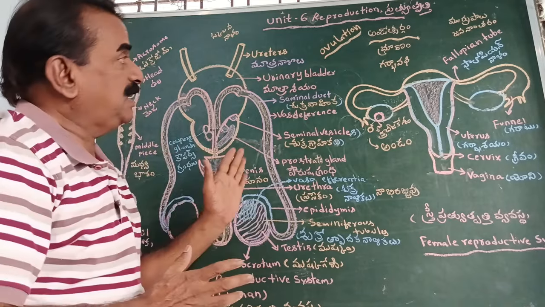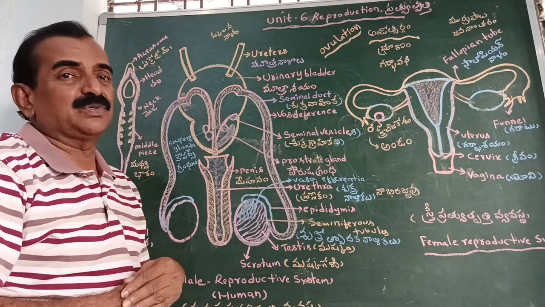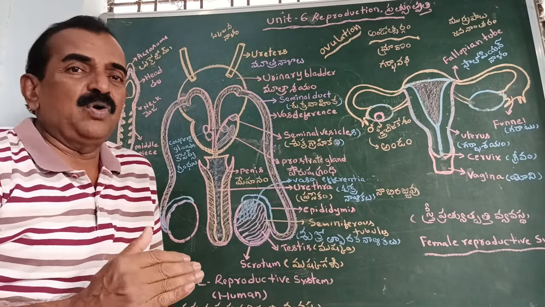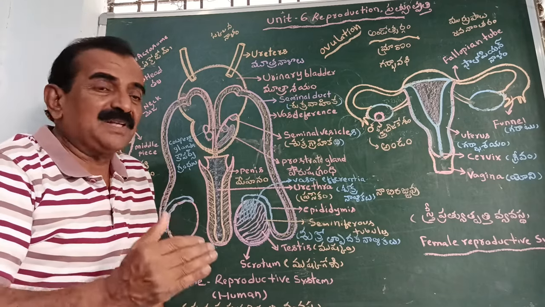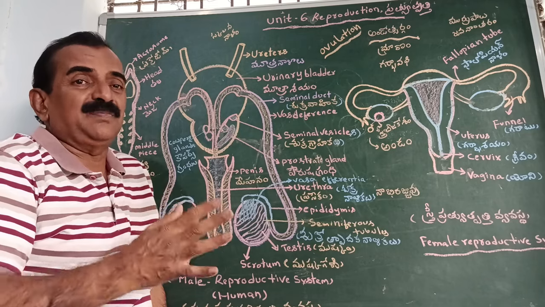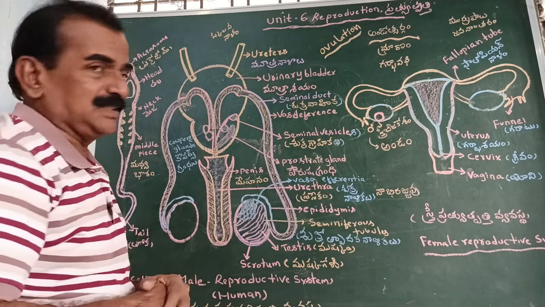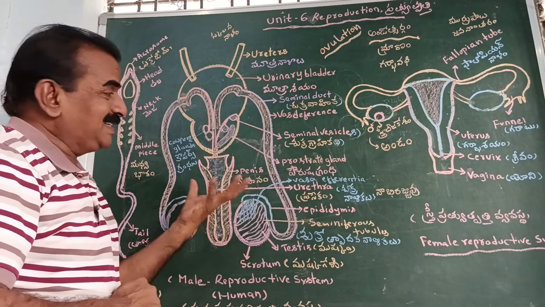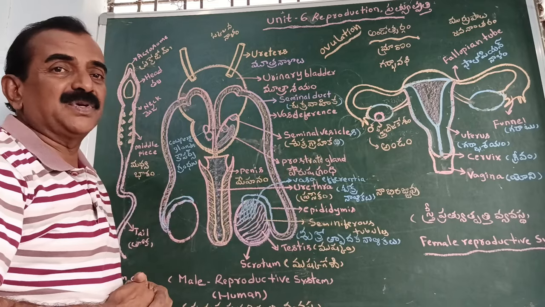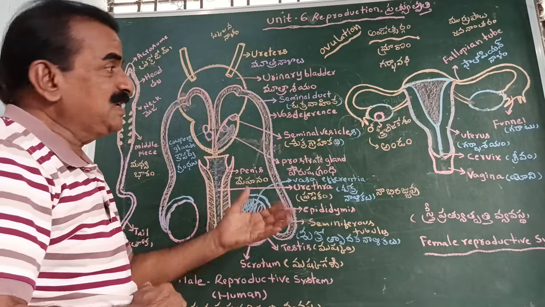Now we are going to discuss the human reproductive system, that is, of placental mammals. In placental mammals like human beings, special reproductive organs are developed to carry out reproduction. You are observing the male reproductive system, and that is the female reproductive system. Today we are going to discuss the male and also the female reproductive system in human beings.